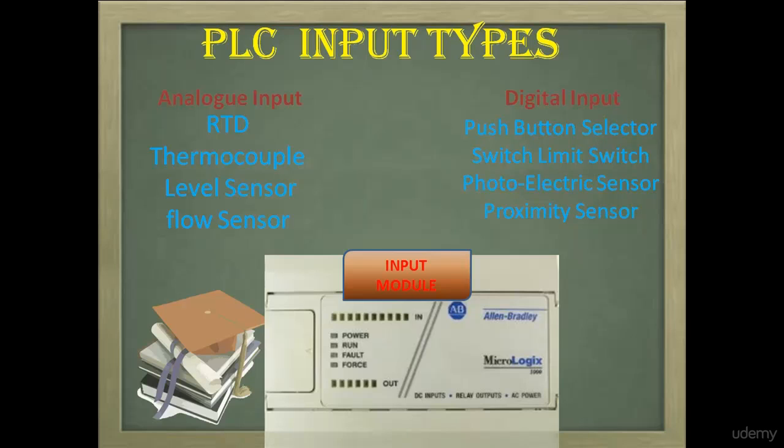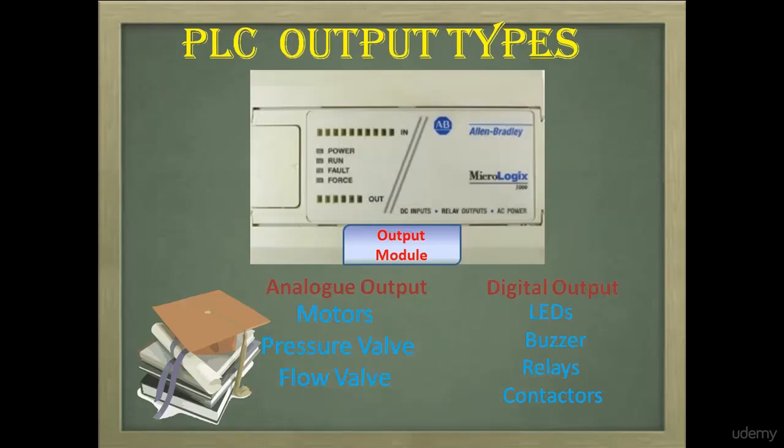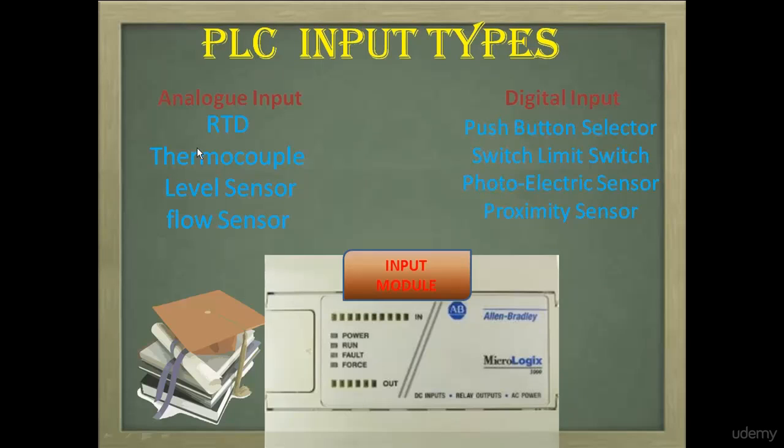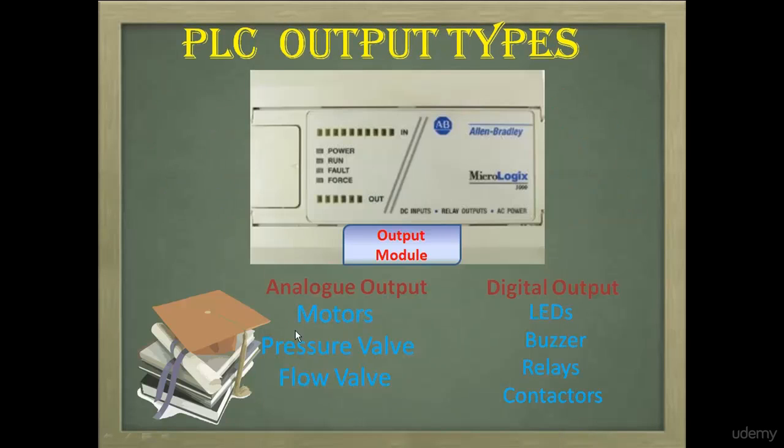For the PLC output types, first we consider analog output. For the analog output, you can connect motors, pressure valve, flow valve, etc. While digital outputs are LED, buzzers, bulb, small relays, contactors, etc. For the analog signal on the input, the PLC receives 0 to 10 volt or 4 to 20 milliampere. Similarly, for the output, the PLC module gives the signal to the output in the form of an electrical signal, that is 0 to 10 volt or 4 to 20 milliampere.